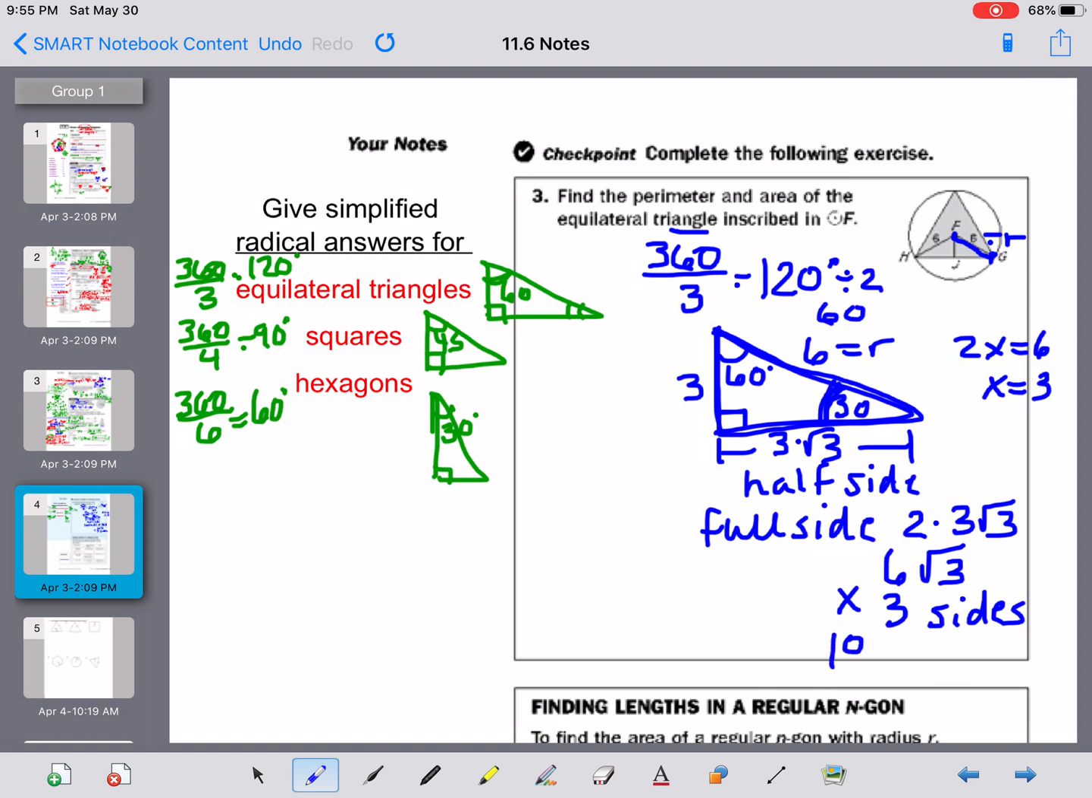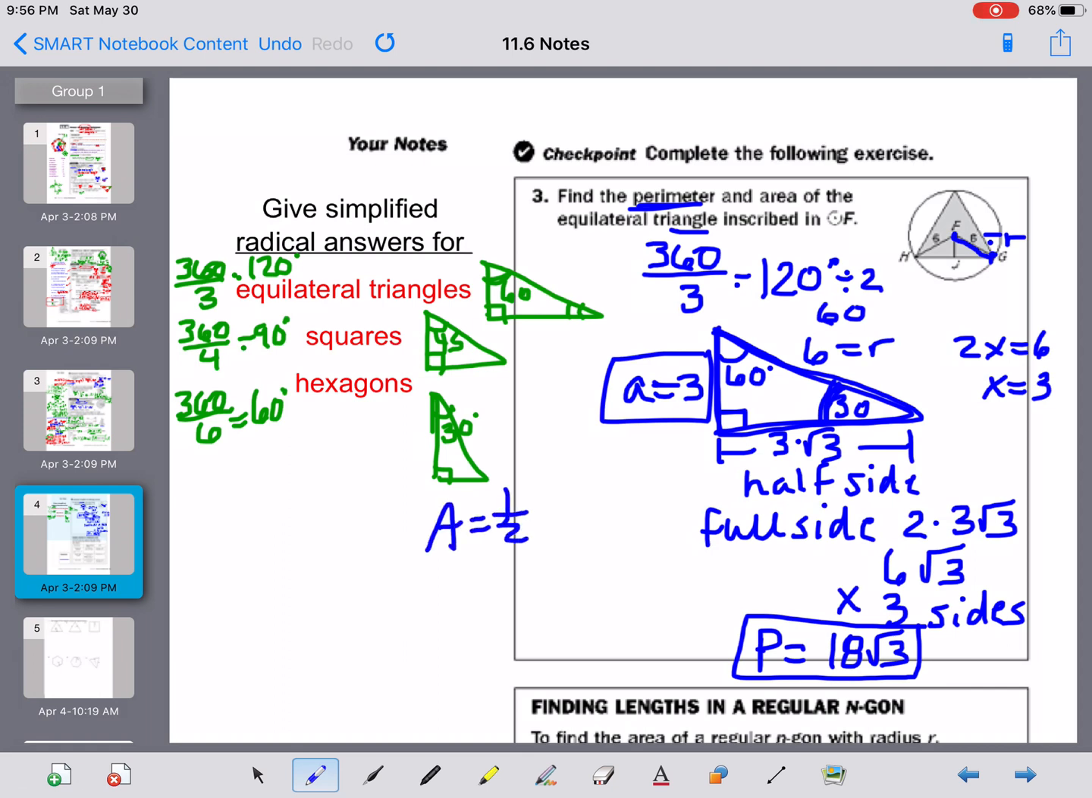All right, we did half of it. We found the perimeter. We need an apothem. We already have it. There's my apothem already. We labeled it earlier as our short side. We have the 2 pieces of information we need. We're ready to find our area. Area equals 1/2 apothem times perimeter. So my apothem is 3, and my perimeter is 18 radical 3.